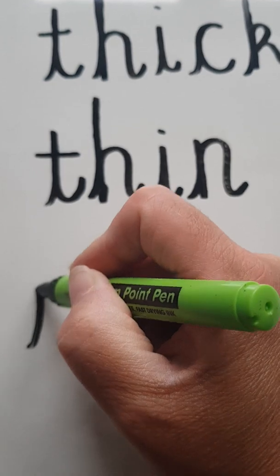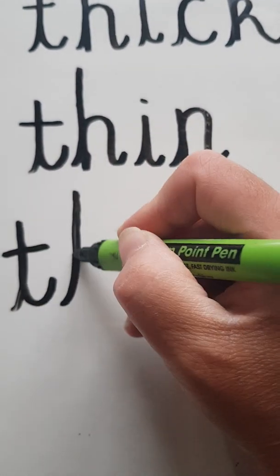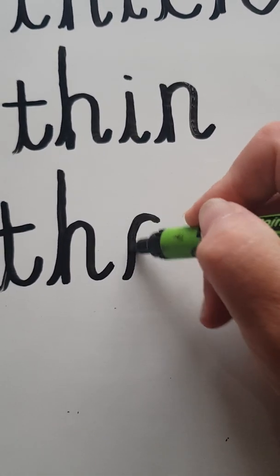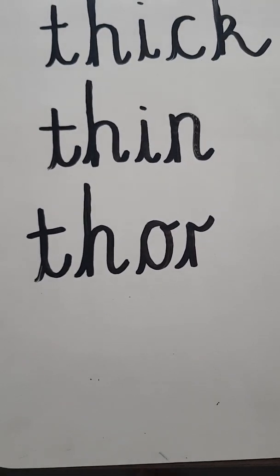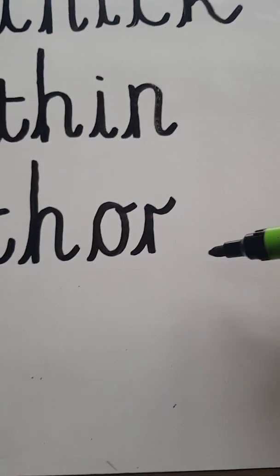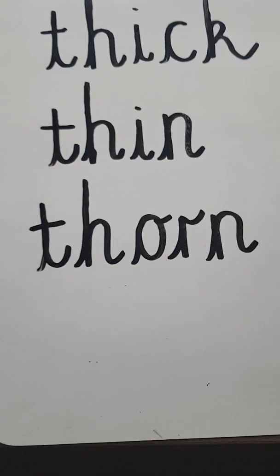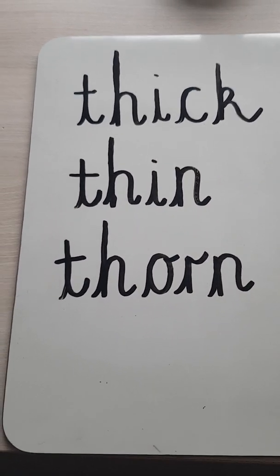There's another word with a th at the beginning. We've got our T and our H, a th. Then there's the or. That's the or sound. Remember the or? And there's a n on the end. Thorn. Thick, thin, thorn.